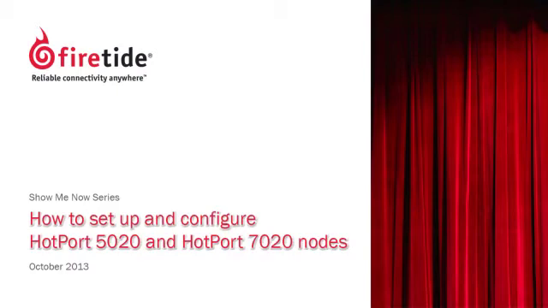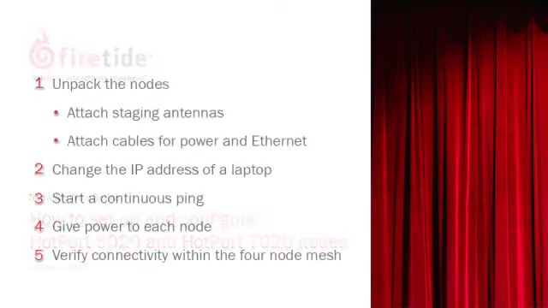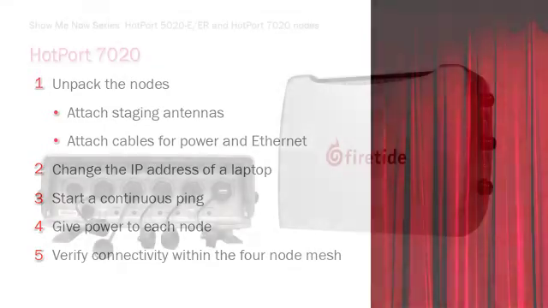This video is how to set up and configure HotPort 5020 and HotPort 7020 nodes. By the end of this video, you will be able to unpack the nodes, attach the staging antennas, attach the power cables and the Ethernet cable, change the IP address of the administrator laptop, start a continuous ping, give power to each node, and verify connectivity of the mesh.